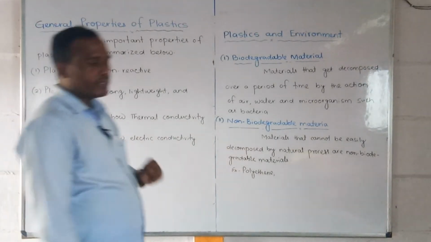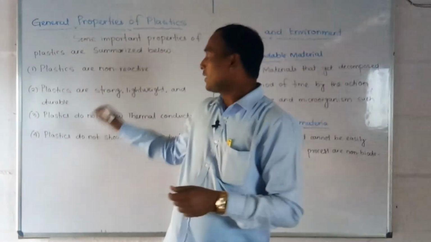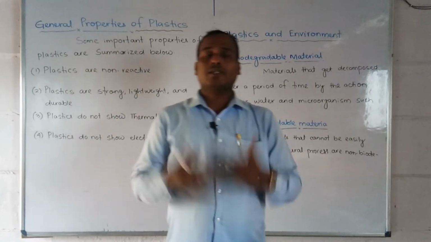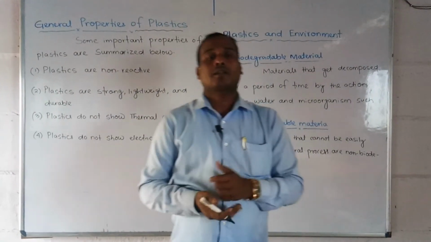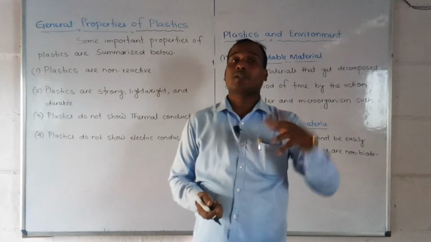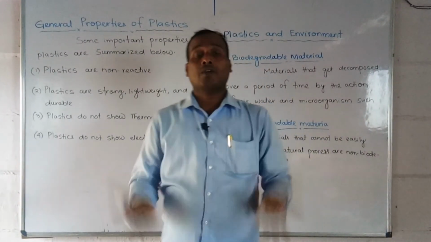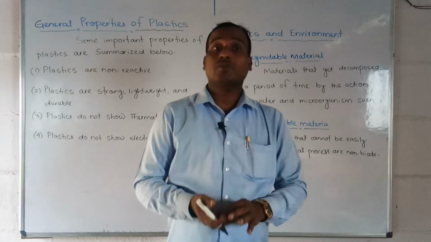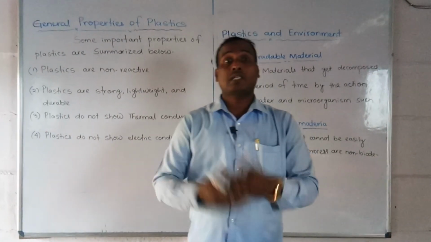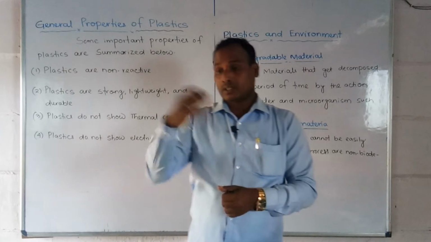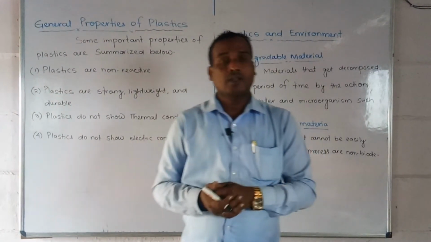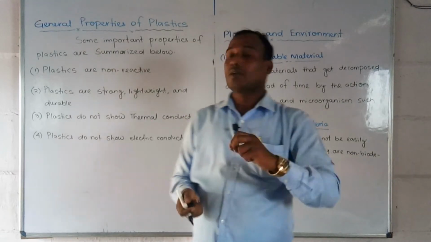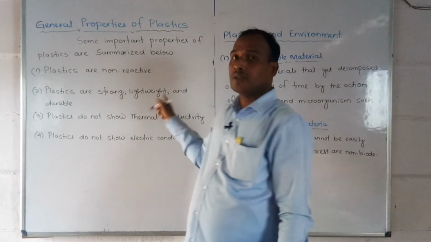Second thing: plastics are strong, lightweight and durable. According to our wish and desire, we make different types of bottles, different types of chairs, whatever we feel like. You have seen that nowadays in the market different types of chairs, different shapes of bottles and different colors are available. That is due to this character of plastics.